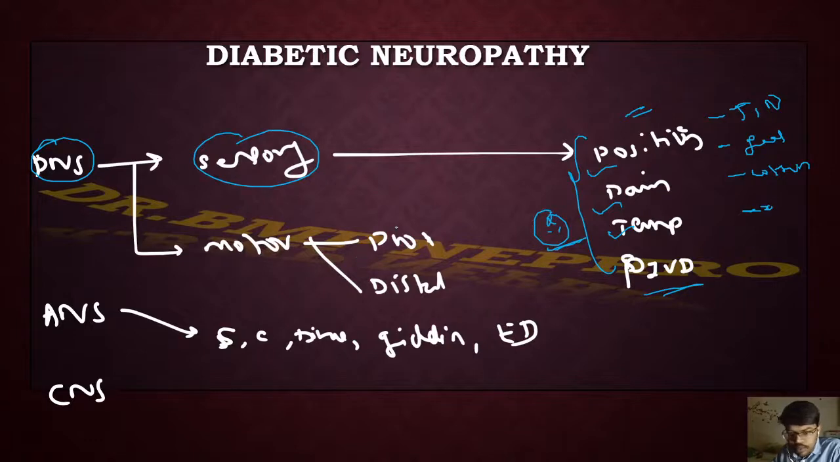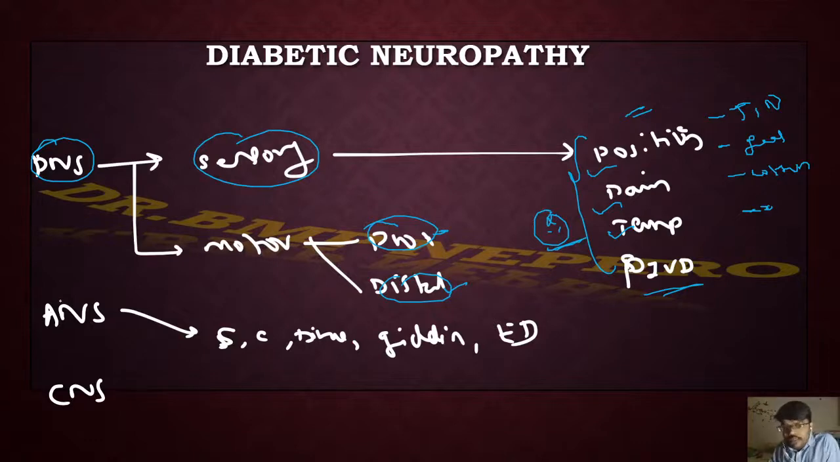With respect to the motor, you have to ask for proximal and distal muscle involvement. For the proximal, you can ask whether he is able to raise the limbs, whether he is able to get up from the squatting position. For the distal, you have to ask whether he is able to pull the slippers, whether buttoning of the shirt is there or not. Proximal, and one more point is you can ask whether he is able to comb the hair or not.